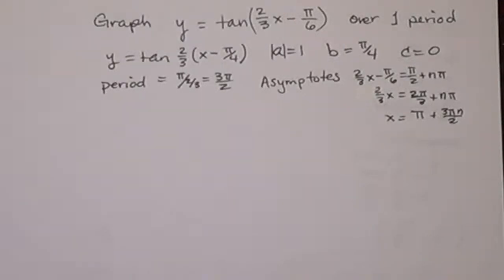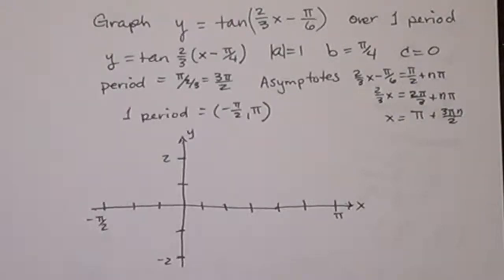So normally it would start at negative pi over 2. In this case, looking at our b, which was at pi over 4, if I take negative 1 as my n, that gives me my first asymptote, and then putting in 0 will give me the second asymptote. So one period of this function is going to be from negative pi over 2 to pi.